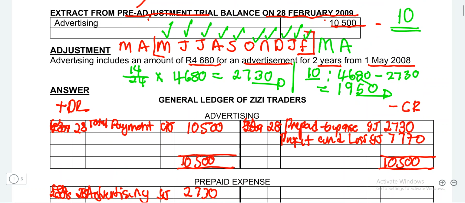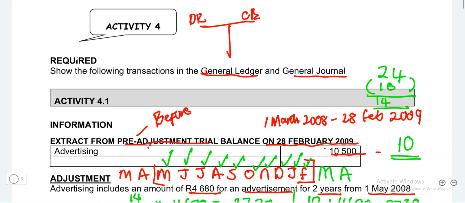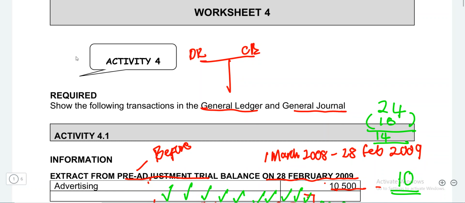So I really hope that when you watch this lesson, it will put more emphasis on whatever might have been a challenge for you.